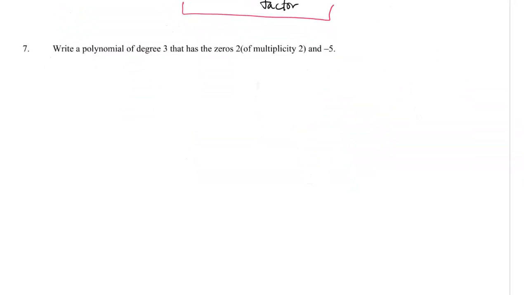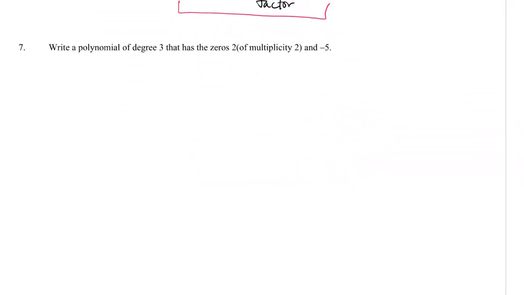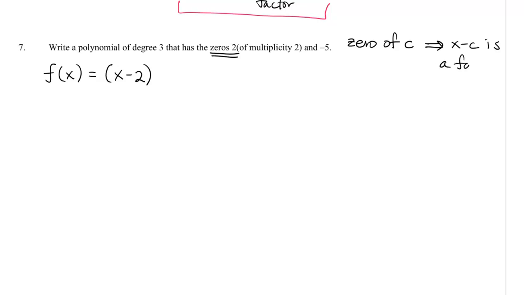Example 7 is asking us to write a polynomial of degree 3 that has the zeros of 2, of multiplicity 2, and negative 5. So to write our polynomial, I'll call it f of x. If it has a 0 of 2, that must mean that x minus 2 is a factor. That is very important, that whole concept. The idea that if you have a 0 of c, it implies that x minus c is a factor of your polynomial. That's perhaps one of the most important things in this lesson.